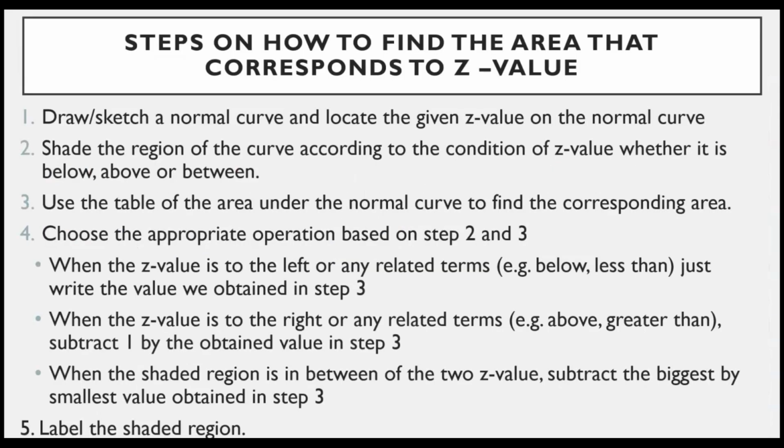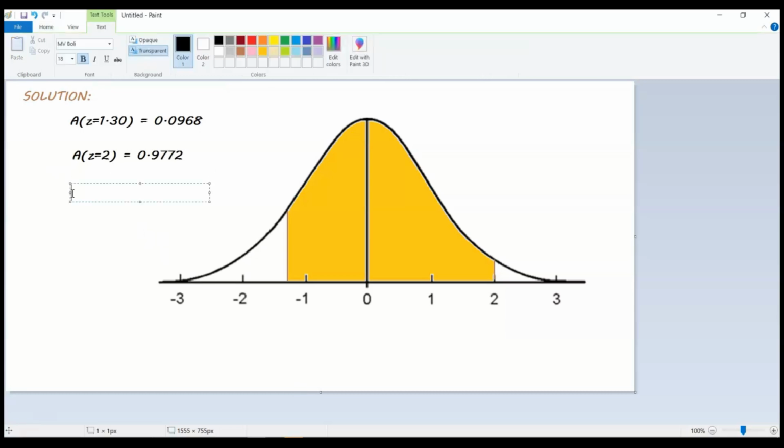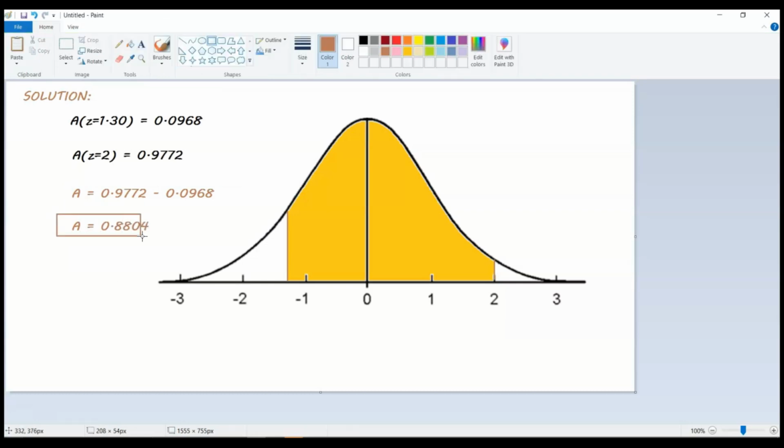Now, to find the area of the shaded region, let's go back to the rules. In step 4, the third rule states, when the shaded region is in between two z values, subtract the biggest by the smallest value obtained in step 3. So we just have to subtract. Our area within the shaded region is 0.9772 minus 0.0968. That is equivalent to 0.8804. So the area of the shaded region is 0.8804.